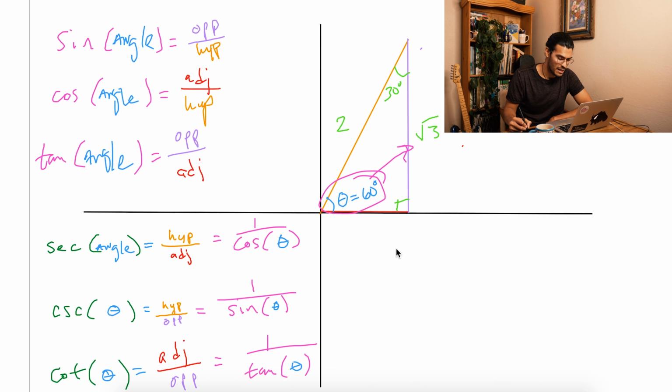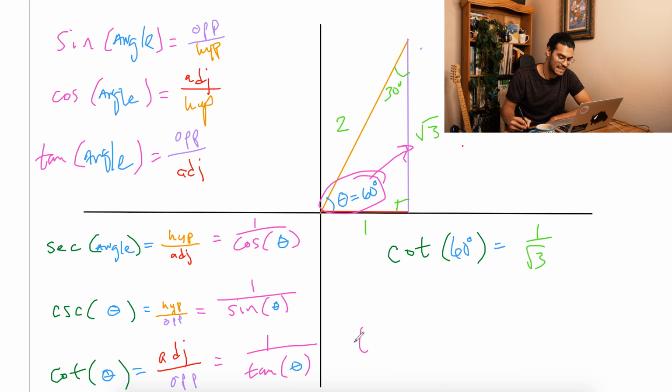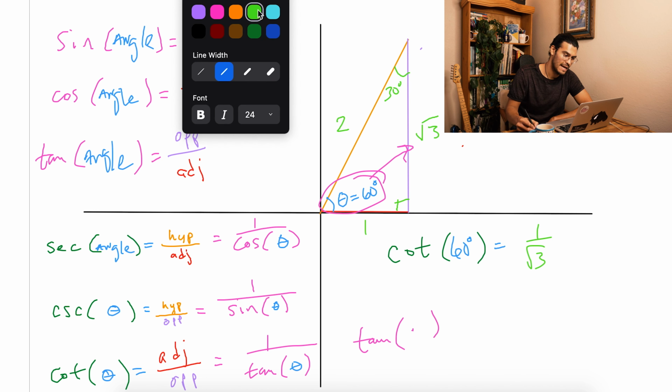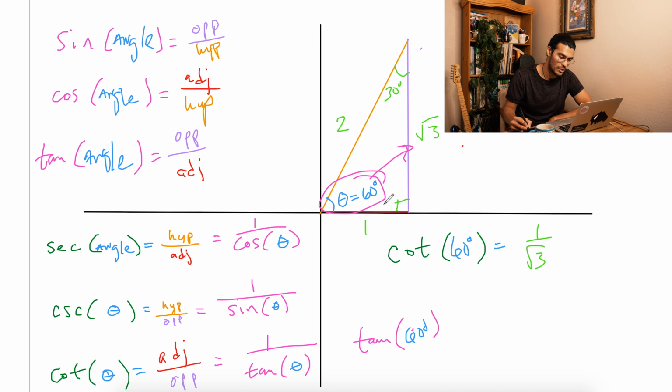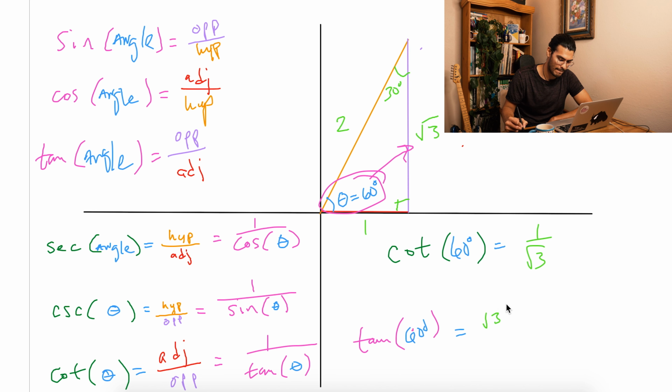But again, same thing. If we want cotangent of 60 degrees, we could go adjacent over opposite and go directly as 1 over root 3. Or we could go, what's tangent of 60 degrees? And tangent of 60 degrees would be root 3 over 1. So then when we flip it, we get 1 over root 3.